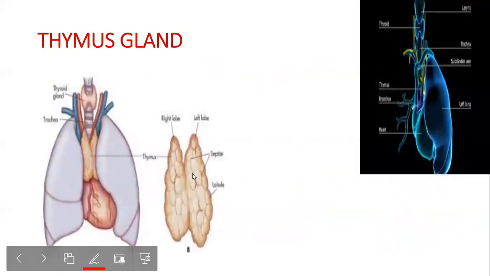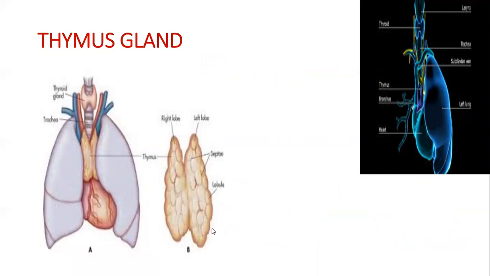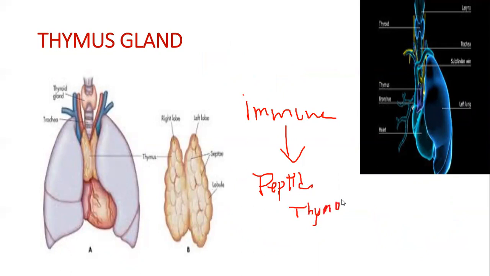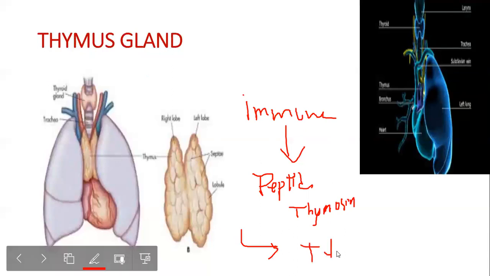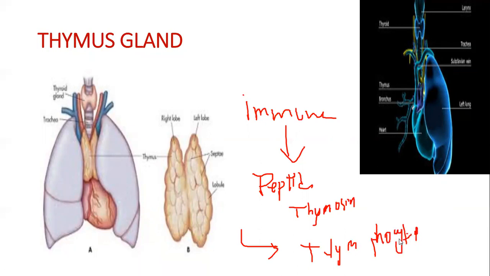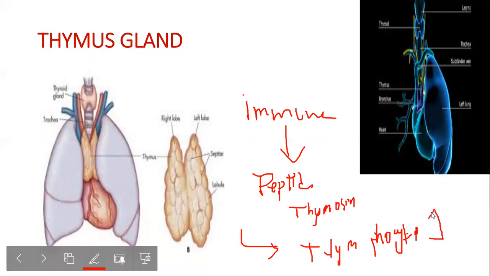Now coming to thymus gland. This thymus gland is a lobular structure that is located on the dorsal side of the heart. It plays a major role in development of our immune system. This thymus gland secretes a peptide hormone, and that is called thymosin. And this thymosin plays a major role in differentiation of T lymphocytes. Basically, these T lymphocytes mature in the thymus gland itself, which provide cell-mediated immunity.